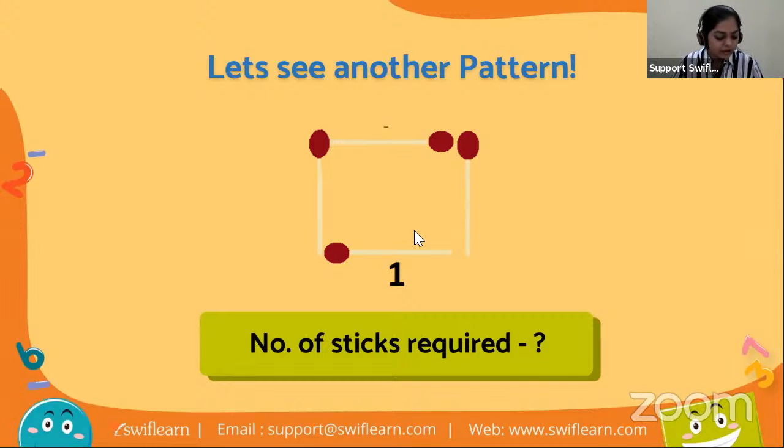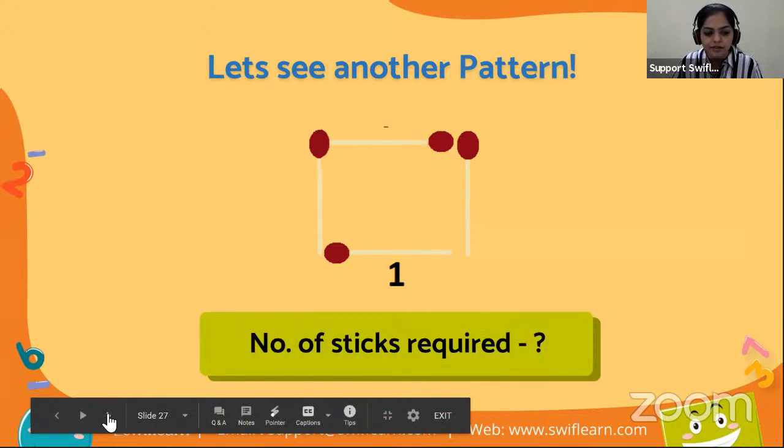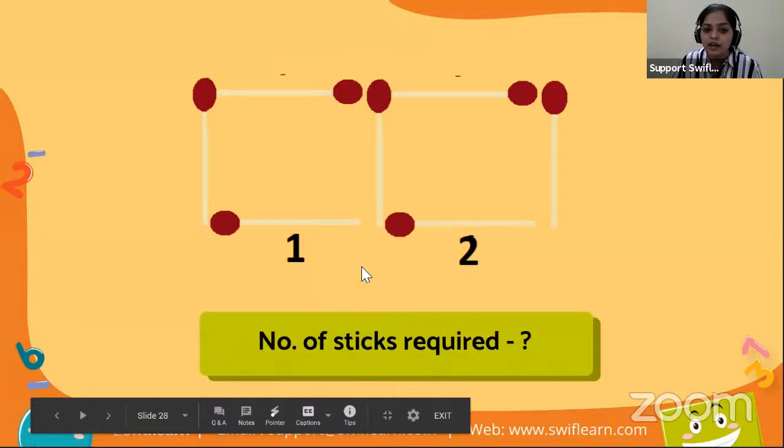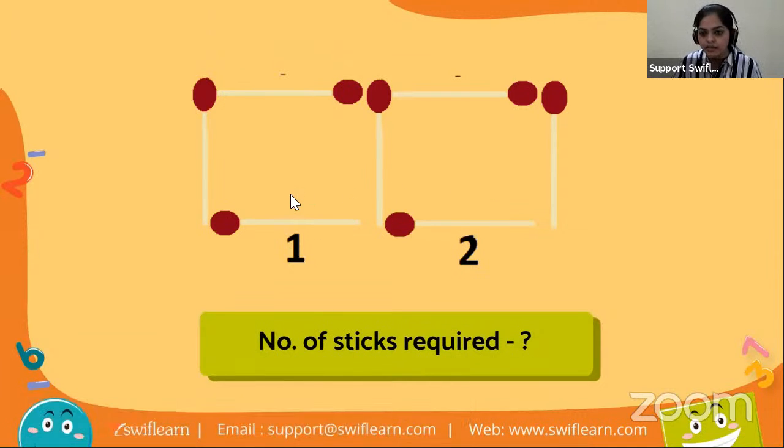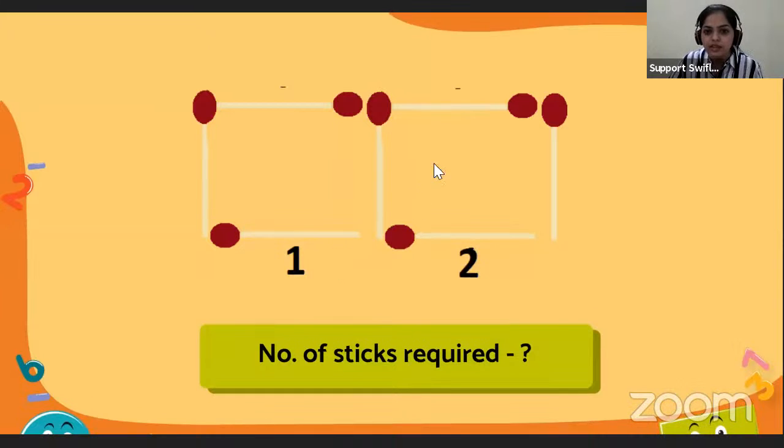Yes, I got the answer is 4. Yes, only 4 matchsticks. 1, 2, 3, 4. Great. Got it. Now, if I have to make a pattern of 2 squares, then how many sticks are required? Let's count together. 1, 2, 3, 4, 5, 6, and 7. So how many sticks do we require? We require 7 sticks for the 2 squares.